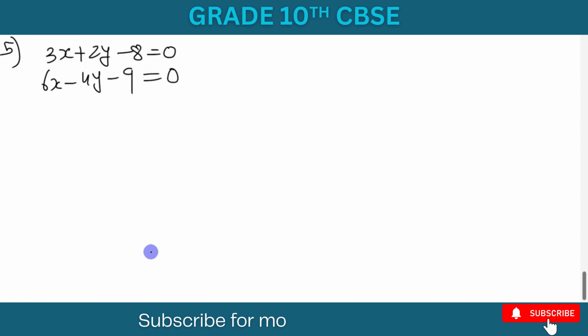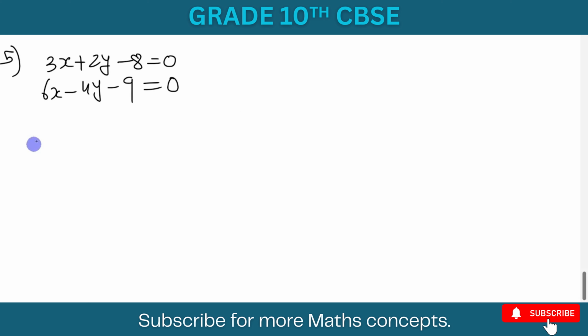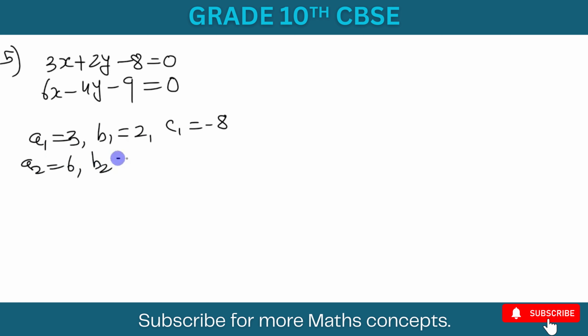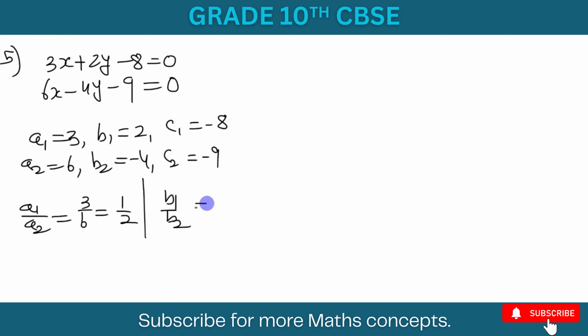Again comparing with our standard form, a1 is 3, b1 is 2, c1 is -8. a2 is 6, b2 is -4, and c2 is -9. So a1 over a2 is 3 over 6, which is half. Then b1 over b2, 2 over -4, which is -half. Now we should not worry about c1 and c2 in this case.